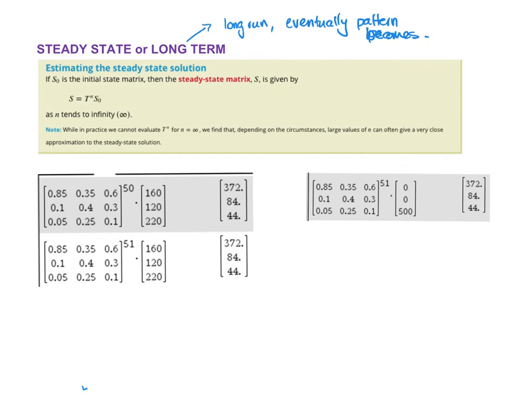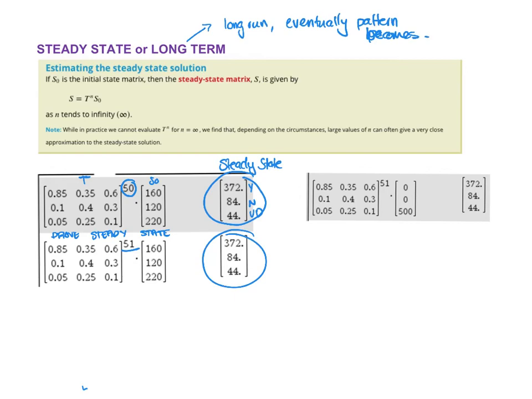So here in this scenario, this is the Rocker-Stedford scenario. If I raise this transition to a high power times S0, I get the steady state. So eventually, if they kept going, there's going to be 372 kids who say yes, 84 who say no, and 44 who say undecided. Now, for me to prove it's steady state, I better do one after. And so I did it to the power of 51, and I showed that that's the same as well.